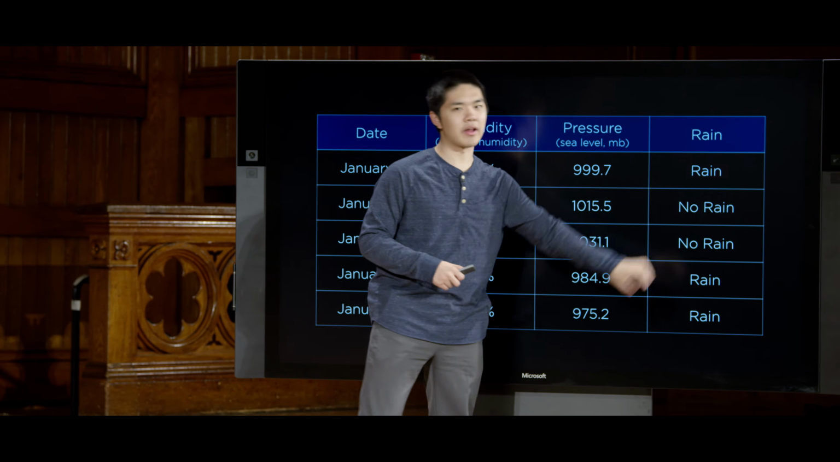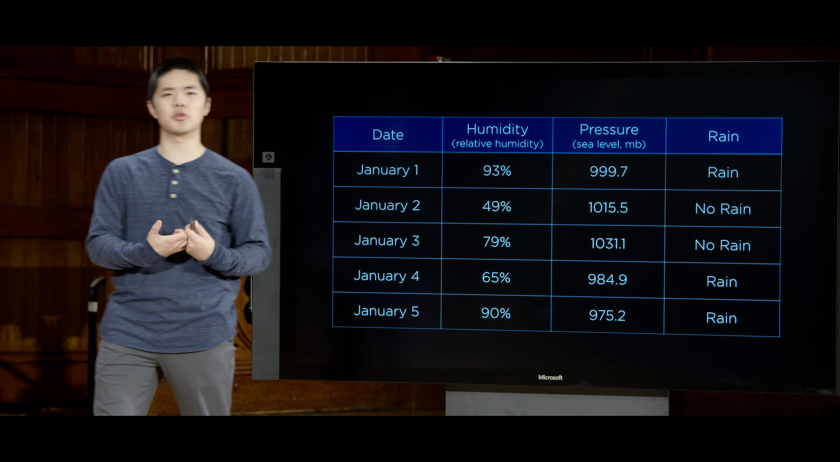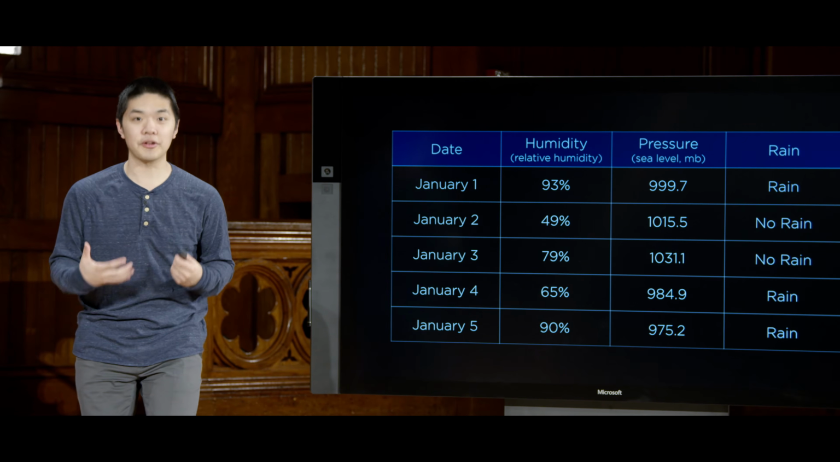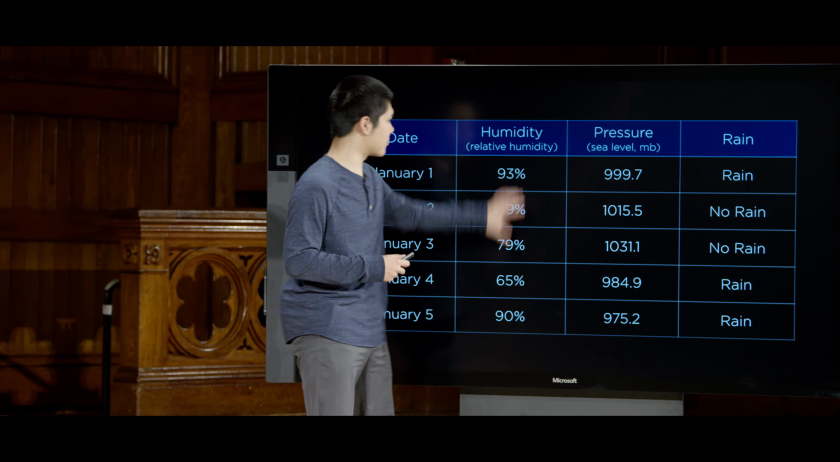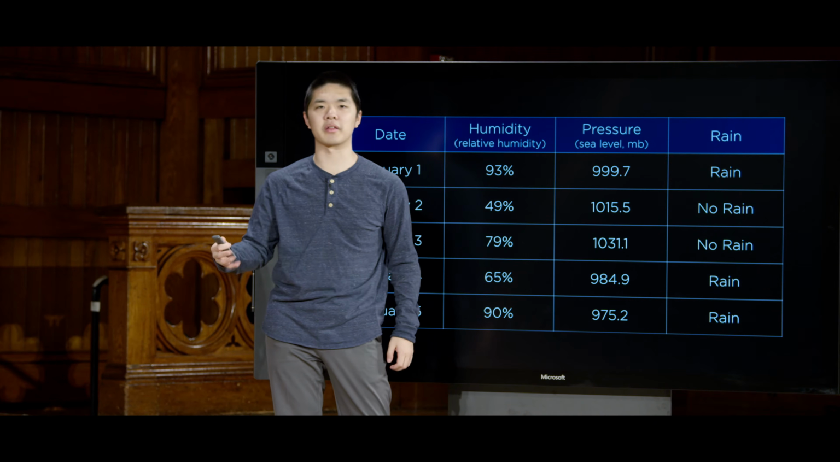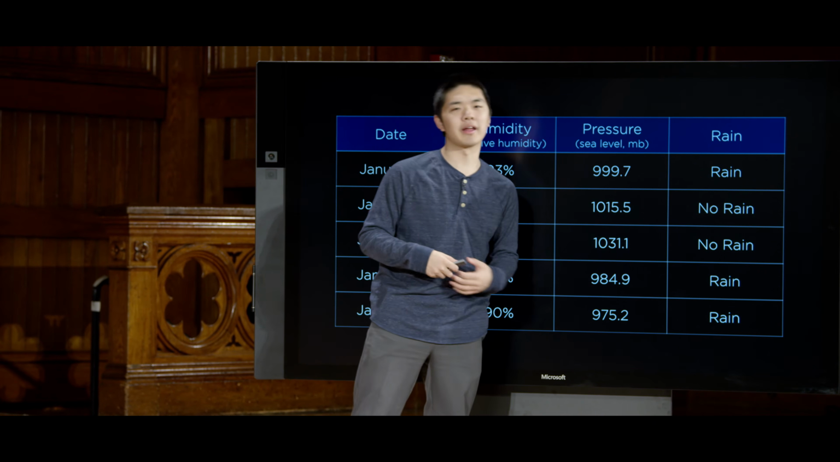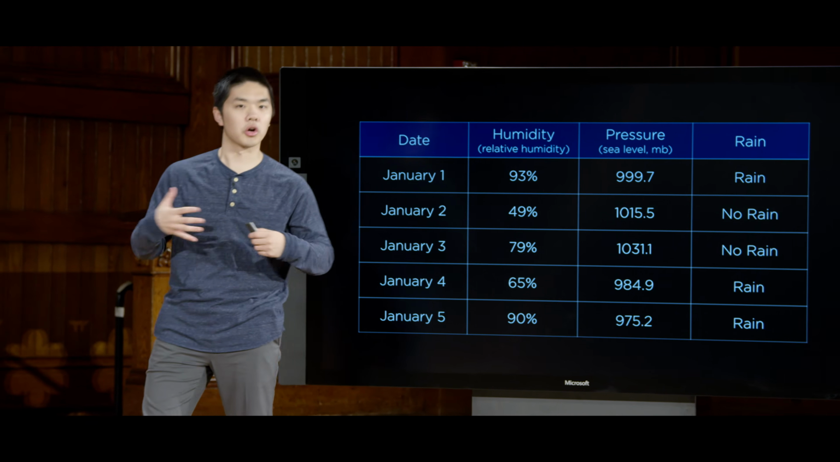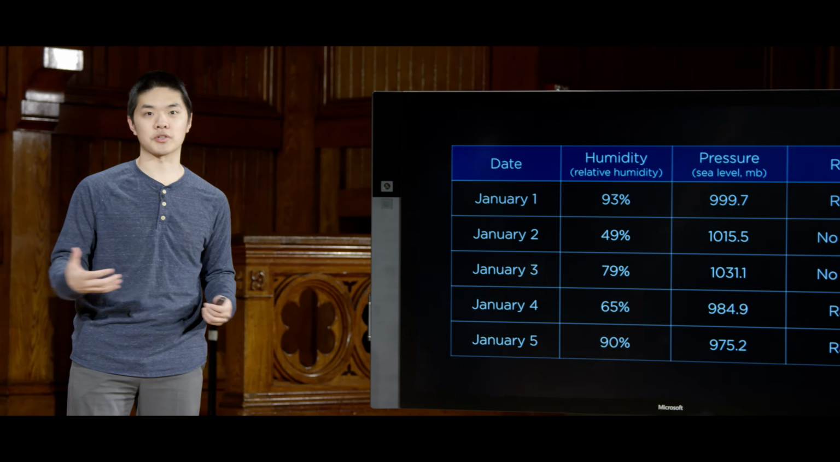And this day was a not rainy day. And what we would like the computer to be able to do then is to be able to figure out, given these inputs, given like the humidity and the pressure, can the computer predict what label should be associated with that day? Does that day look more like it's going to be a day that rains, or does it look more like a day when it's not going to rain?